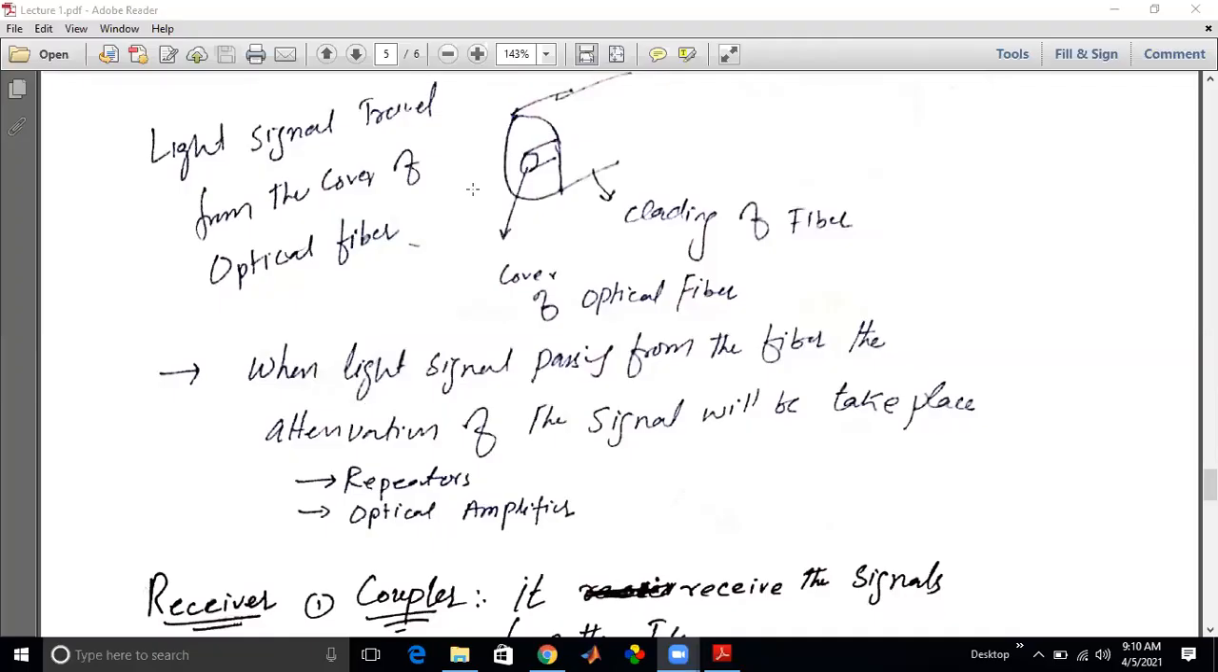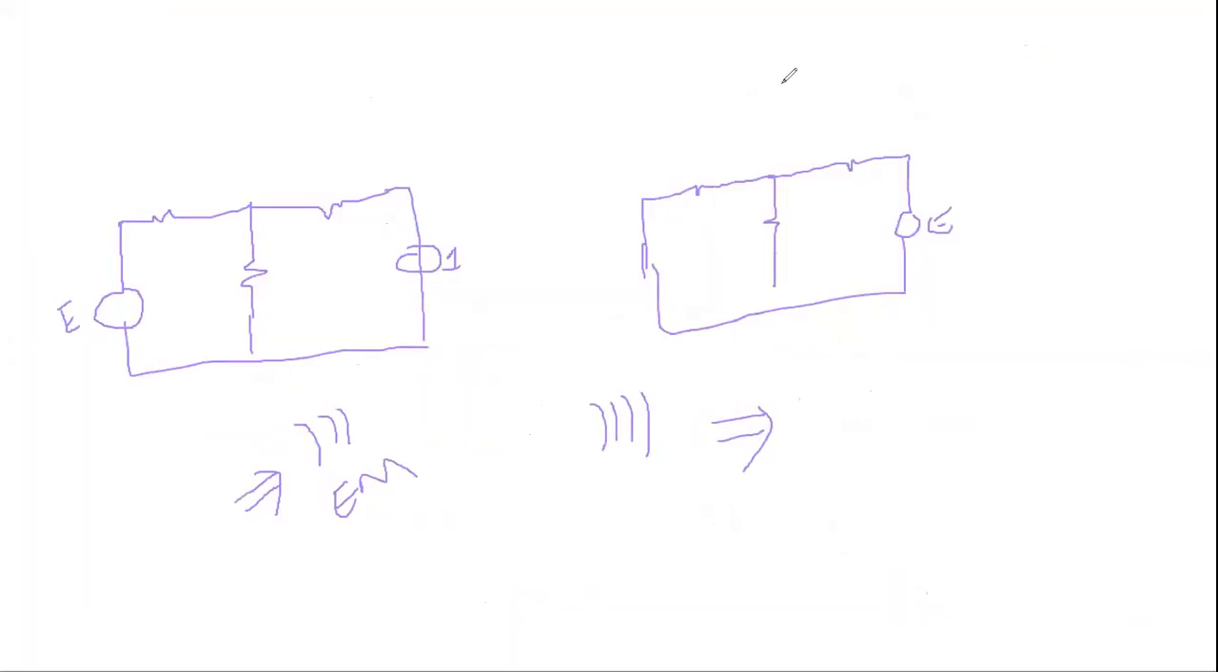So what is a repeater? A repeater is used for regenerating the message signal, and we use the repeater in the case of optical fiber, in the case of digital communication, and we can't use it in analog communication. For example, in the case of digital, you can easily understand.